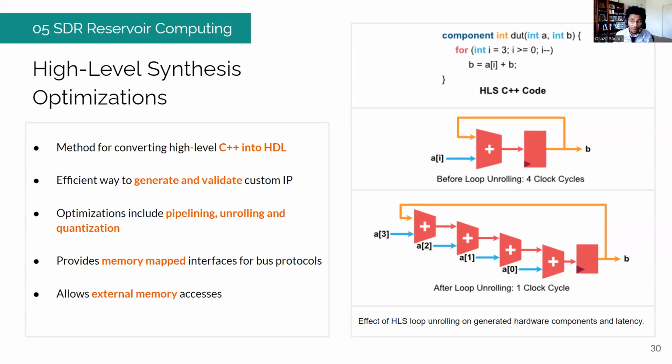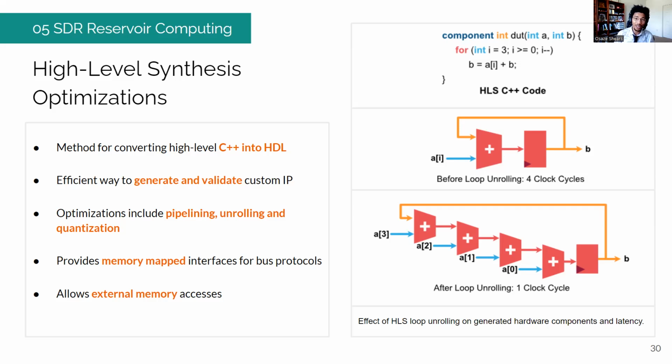On the right side, there's an example of this. So we have this initial component that's developed. Sometimes you might call it a DUT, for example, design under test. And the actual hardware that would get synthesized from this example is shown directly below it. So this is adding a variety of different elements from a vector or from an array stored in memory to produce this output value B. And then that's the result that's returned. So high-level synthesis makes it really easy to generate and validate this different IP. And there are a variety of different optimizations that can be used directly to further improve the performance or efficiency of the hardware that's being created.